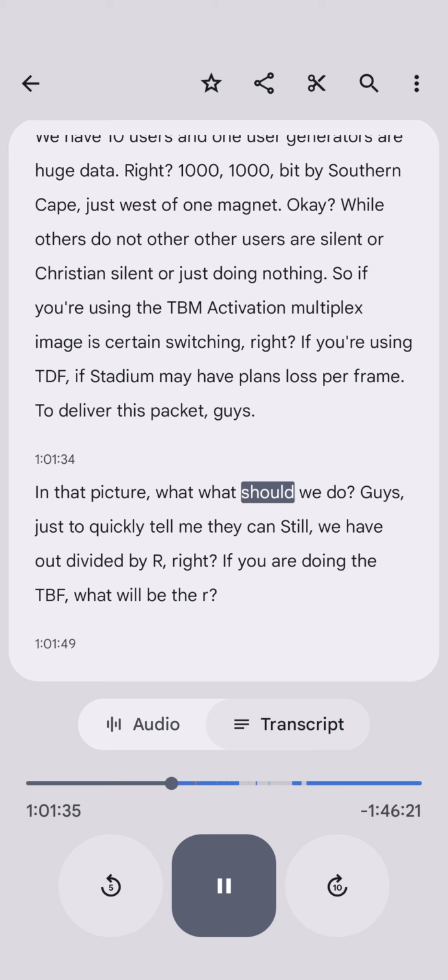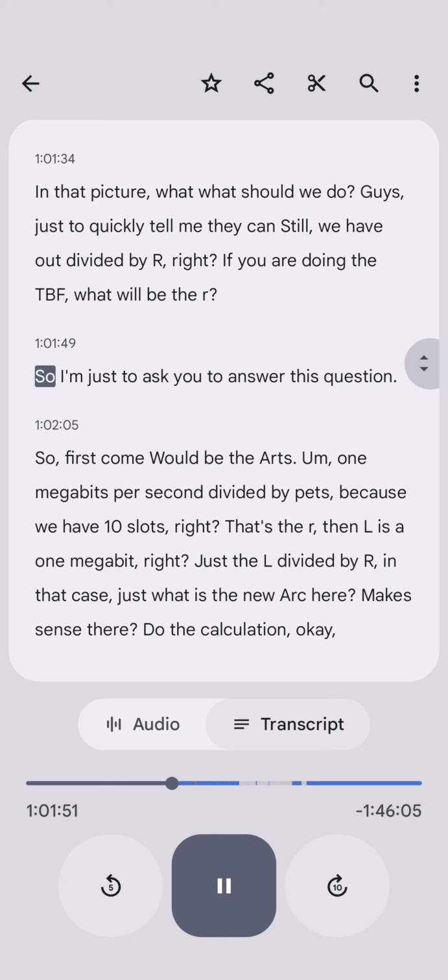In that case, what should we do, guys? Just quickly tell me if you can. Still, we have L divided by R, right? If you are doing TDM, what will be the R? What will be the R? So, I'm just asking you to answer this question.